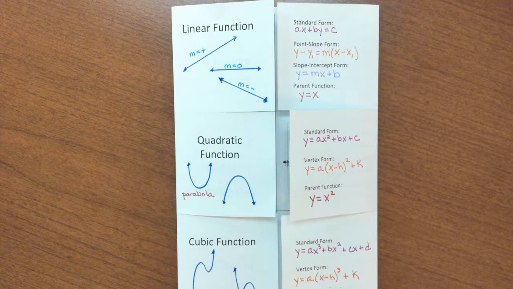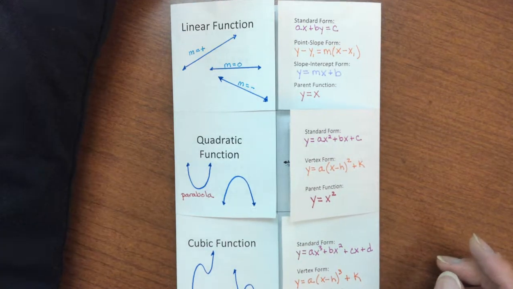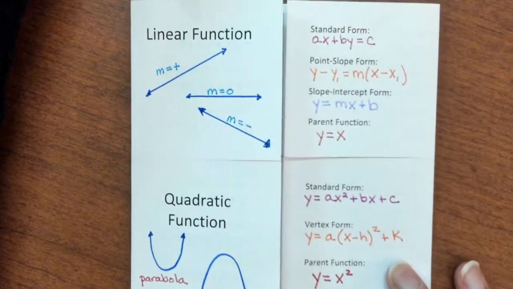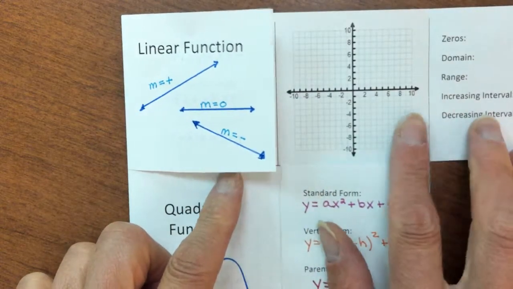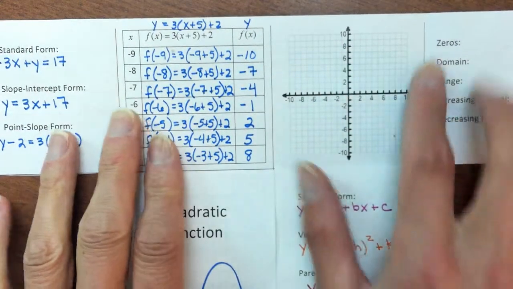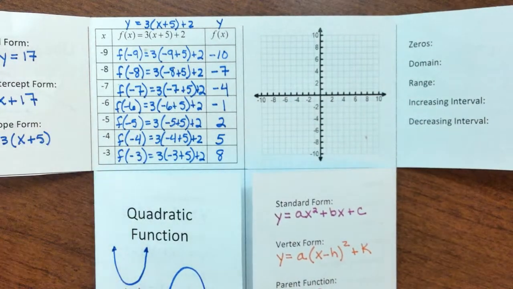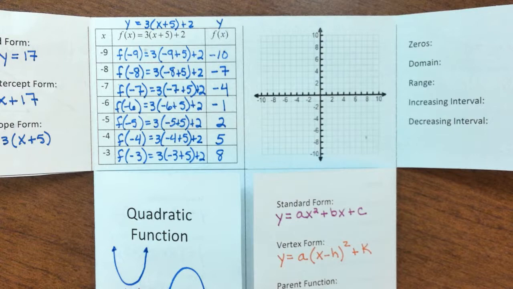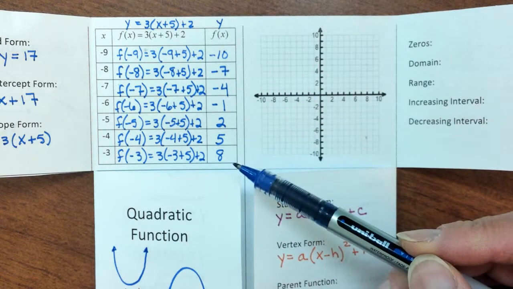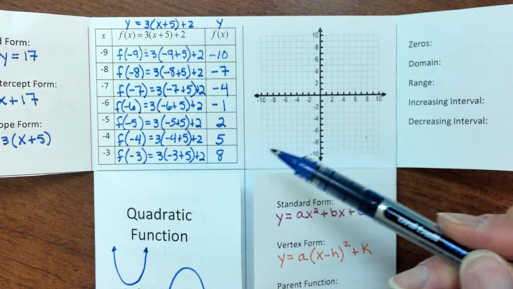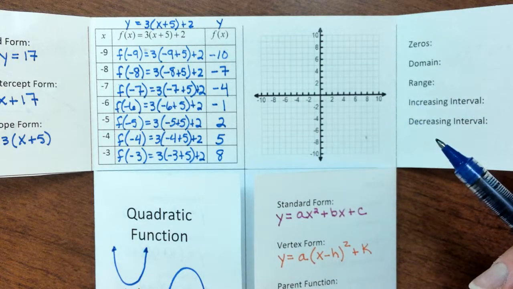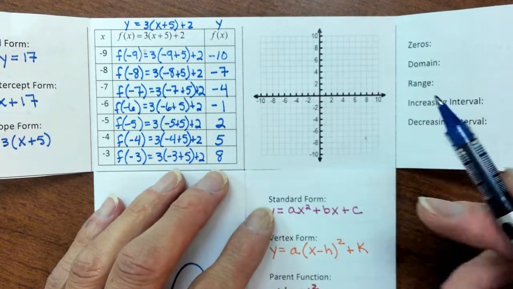In this video, we're going to finish our foldable that shows analysis of each of these three functions. So we're going to first look at our linear function, and we need to graph our points. With a linear function, it's going to make a nice line, so I don't have to graph every single point. I can just pick the ones on the ends and then draw a straight line through it. That's the easiest way to do it.